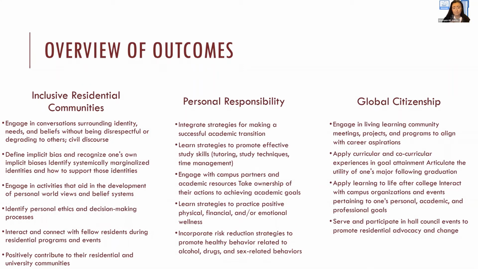Learning strategies to promote effective study skills, same thing. A lot of our students will tell you, I never had to study in high school, and now I don't know how to study. So some of those first opportunities for us to engage with them in educational moments are helping them figure out what they need to do to be successful academically.